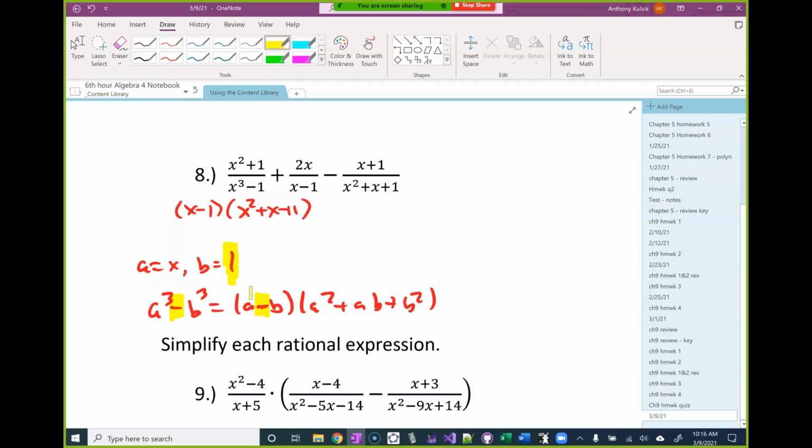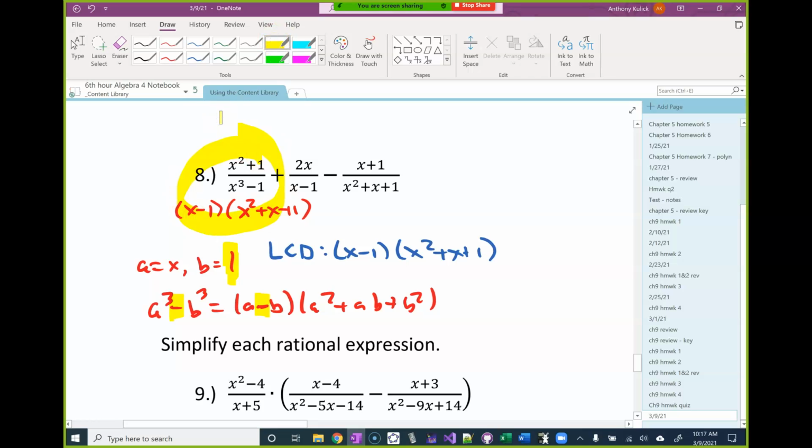So if I look at the first fraction, that's all set, right? It already has the least common denominator. I don't have to do anything to that one. You guys buy that? Yes? I'm missing the x squared plus x plus 1. So I'll multiply by that. And if I look at the last fraction, I'm missing the x minus 1. So I'll multiply by that. The x plus 1 was already there.